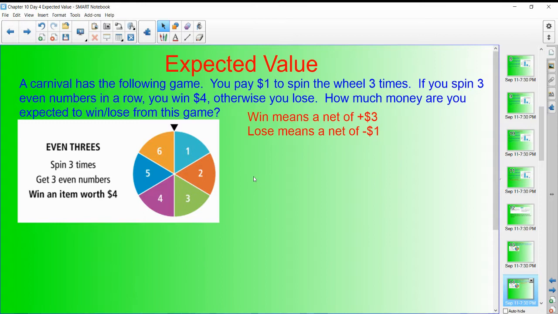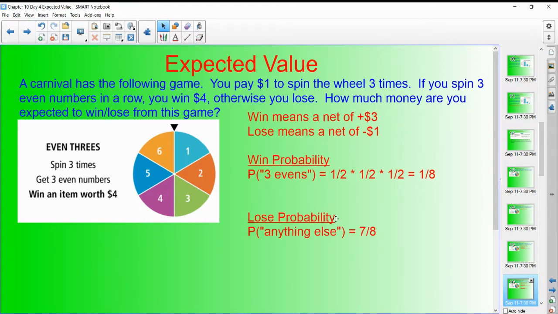Then I need to know the probability of winning and the probability of losing. So to win, I need to spin an even, and an even, and an even, and these are independent events. So there's a half chance I spin the first even, half the second, and half the third. There's a 1/8 probability that I win. Now losing is the complement here. So I can take 1 minus 1/8 and get 7/8.